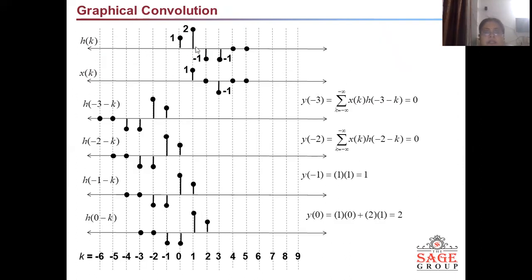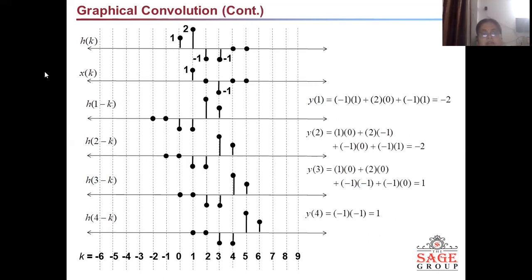This is how the graphical convolution is performed with x[k] and h[k], by taking different values of k and n, we have performed this convolution between the two signals. So here we have taken h[minus 3 minus k]. In this we have taken the n value as minus 2. In this we have taken the value of n as minus 1, and then 0. So first we inverted h[k], and then we shifted h[k] towards n.